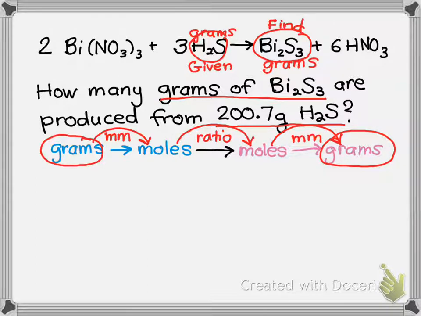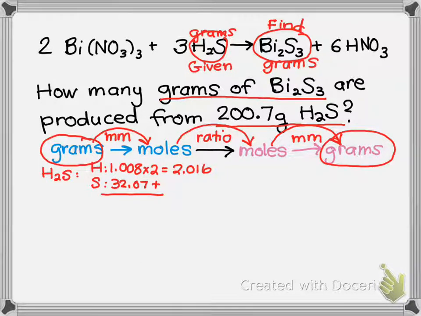So I'll start with H2S, and I'll get its molar mass. So hydrogen is 1.008. I have to multiply it by 2 because there are 2 in the formula. And then sulfur, I've got to look at my periodic table, is 32.07. And so I add those two numbers together: 32.07 plus 2.016, and I have 34.086 grams per mole.